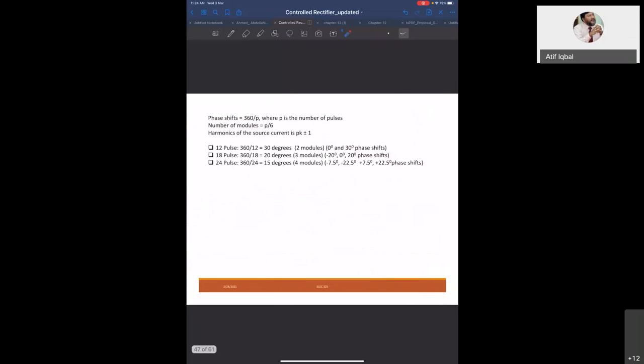Now, this is a general formula: if you have a phase shift of 360 by P, where P is the number of pulses, the number of modules required is P by 6 and the harmonics of the source are PK plus minus 1. Now, putting this for the 12 pulse, the phase shift that is required between two modules is 360 by P. So 30 degree phase shift is required. And how many modules are required? Two modules are required. One module is at 0 degree, another is at 30 degree. This is how you do it.